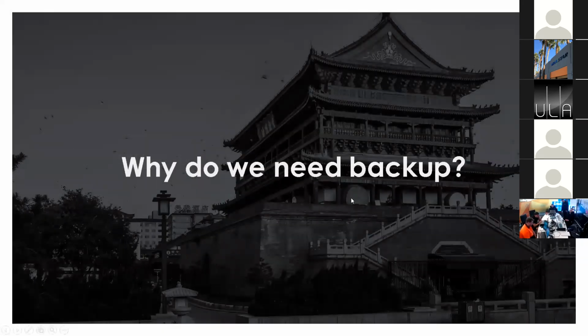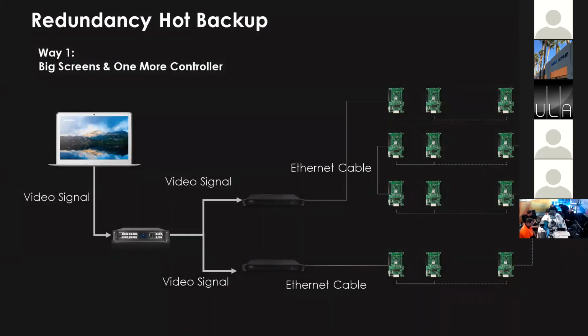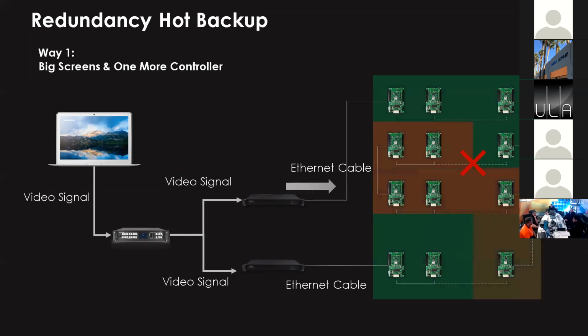The first part is why do we need it, and how can it improve the stability? We can see the system's structure. Normally, there is only one channel from video source to the processor, to the controller, and to the receiving cards. But what will happen if the data channel is broken? All the rest of the screen will be blacked out. We can see it like this.